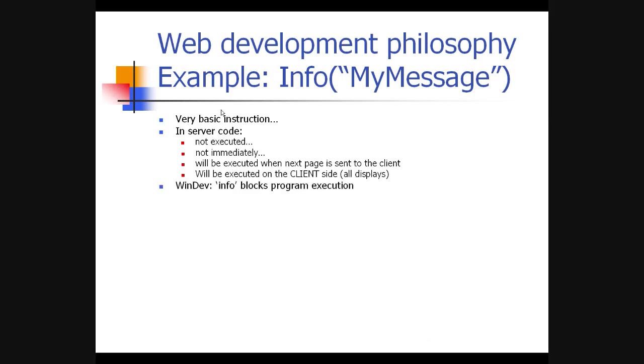So clearly it's totally different than the WinDev way of doing things, where info blocks the program execution. Here in WebDev, there is no blocking on the server side. It will block the client side, yes, but later. So clearly you try to do that, and oh, surprise, the line just after my info has been executed immediately. There's no waiting for the user to validate or anything like that.